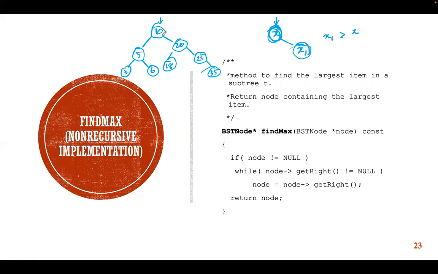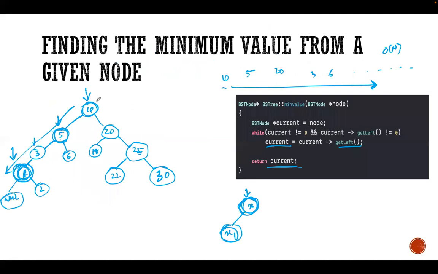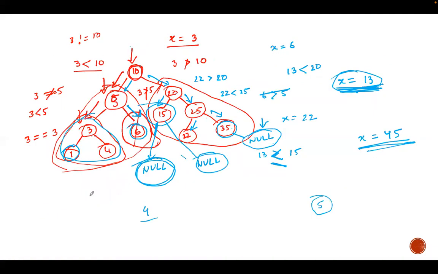Start from here, 10. 10 has a right child, so go to 20. 20 has a right child, so move forward to the right, 25. 25 still has a right child, 35. Now 35 doesn't have any right child anymore. That means this is the node that we are looking for. Looking at the whole tree again, you can see that the rightmost node here is 30, and 30 is the node with the highest value. Again here the rightmost node is 35, which is the node with the highest value.